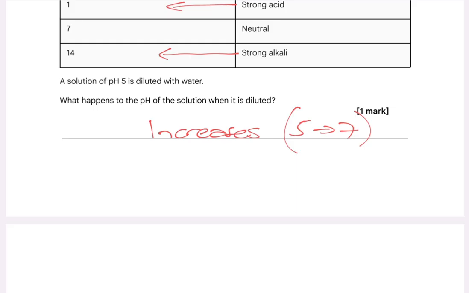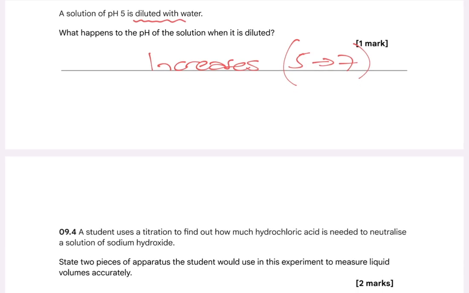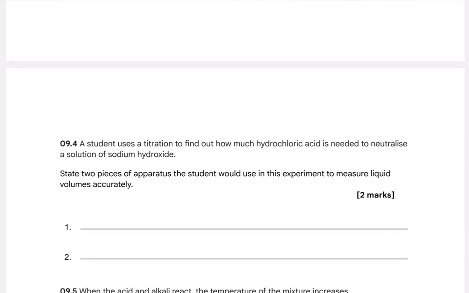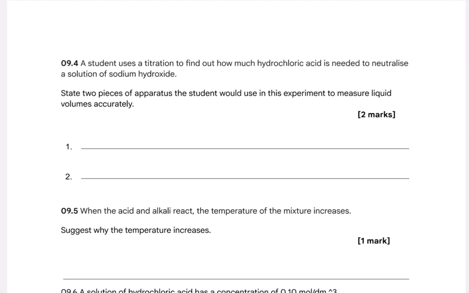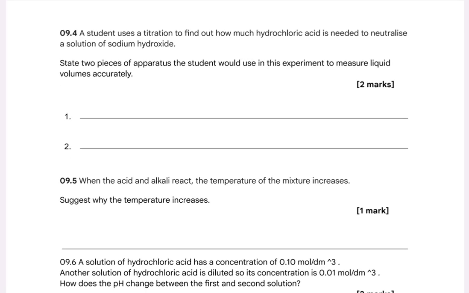the pH value by 1. So we would have to dilute something 10 times to change the pH to 6. And likewise, we would increase the pH by 1 if we made something 10 times more concentrated. Those questions quite often turn up as well. There are some, as I say, on some of the other papers.